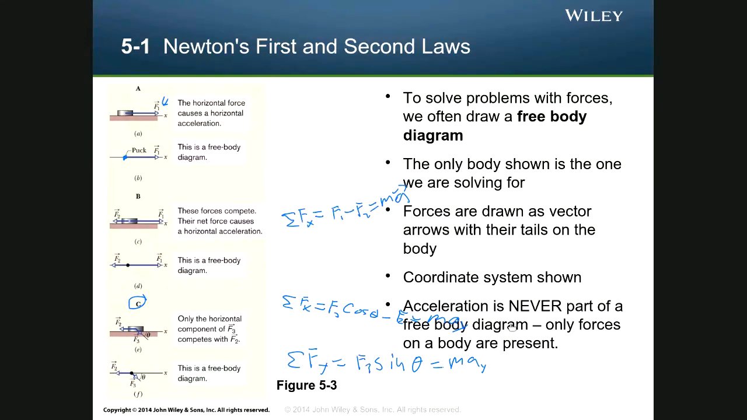Okay? So we sum these and we can find the accelerations, but you'll notice on the diagrams themselves, we don't have an acceleration. Okay? And we use these free body diagrams to set up our models for our problems. All right, and that's what we're going to be doing for probably the next week and a half, 2 weeks. Okay, or at least through the break.